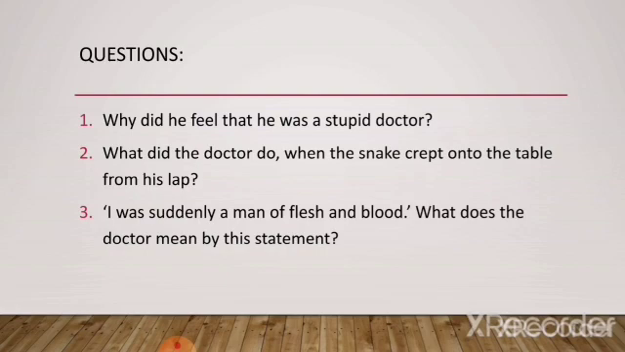The first question is, why did he feel that he was a stupid doctor? Second question, what did the doctor do when the snake crept onto the table from his lap? Third question, I was suddenly a man of flesh and blood. What does the doctor mean by this statement? Now you can pause the video and write your answers. You can take your own time. Have you finished writing? Now you can watch the answers as they come up next in the video.